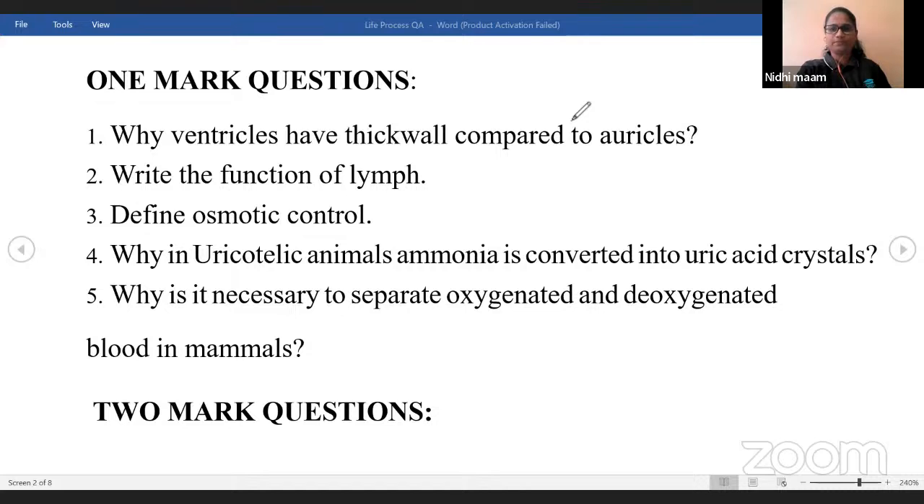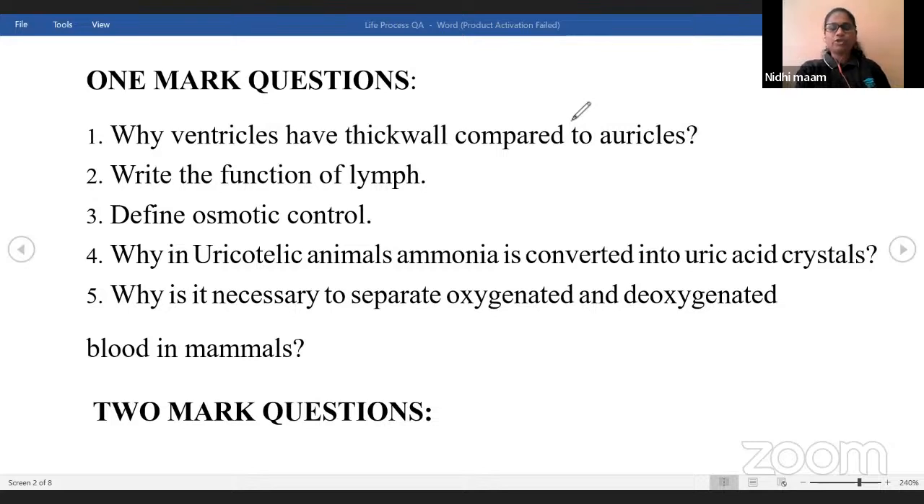What is osmotic control? Who will tell? Yes, YouTube students, what do you mean by osmotic control? If you know the answer, it is better to turn on your mic and say it, because typing takes time, right? So osmotic control is what controls the diffusion of water between the cells of the plant.